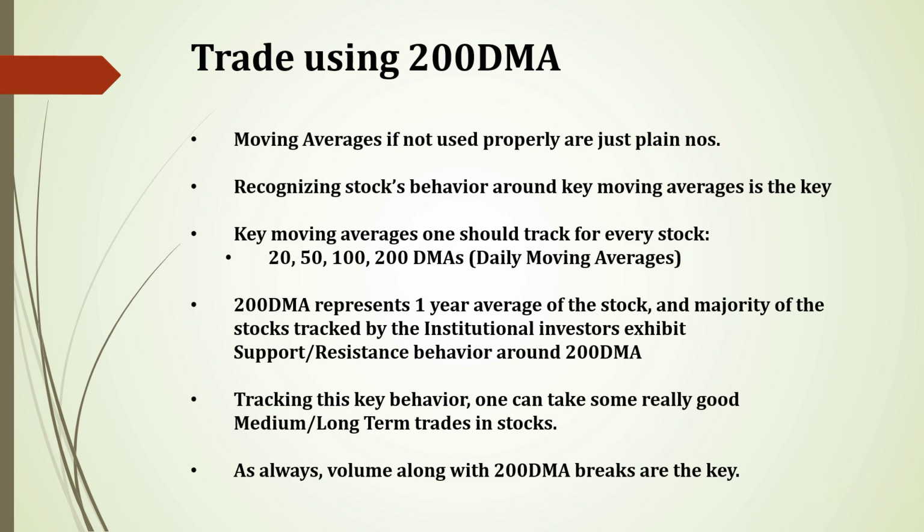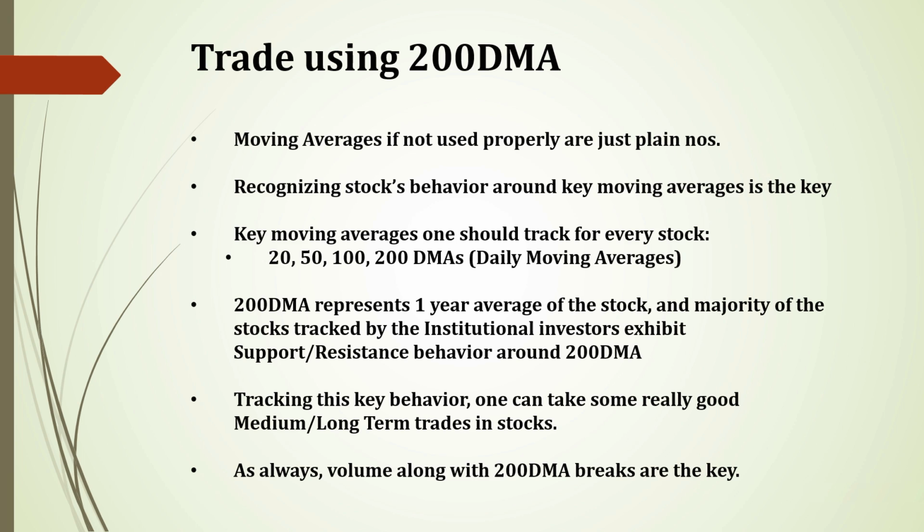So just use simple 200-day moving average and try to identify whether a stock is repeatedly taking support from the 200 DMA line, or exhibiting support and resistances around this line. This is the only thing you have to identify. You don't need any other technical skill. All you need to do is open the price chart.